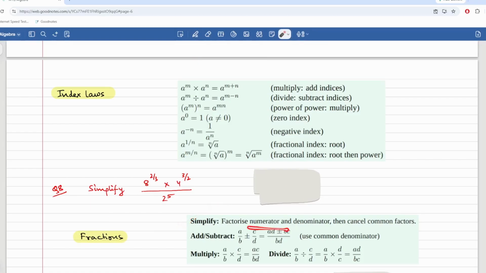So how to simplify fractions? Factorize the numerator and denominator, cancel the common factors. For addition and subtraction, use this formula. You know how to add and subtract fractions. But still, since this is mentioned in the syllabus, I will have to go through it once.